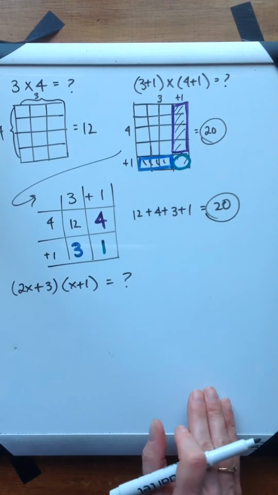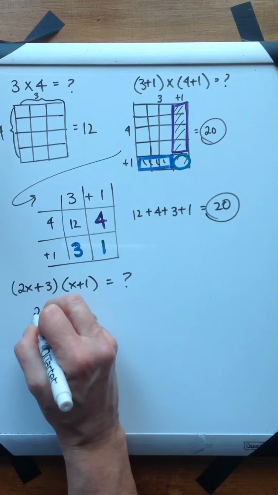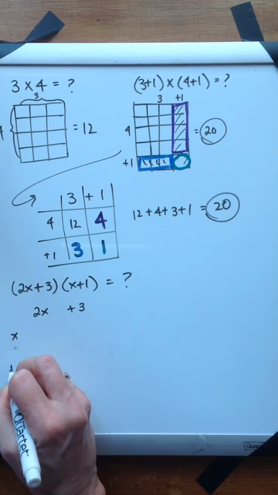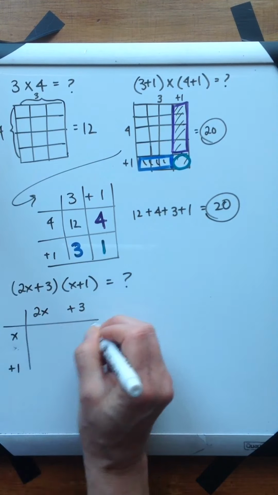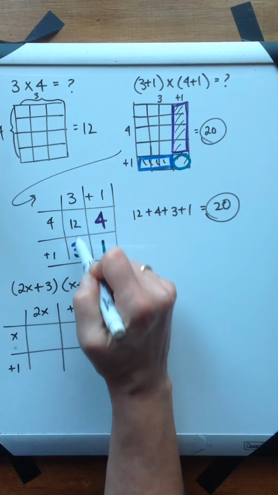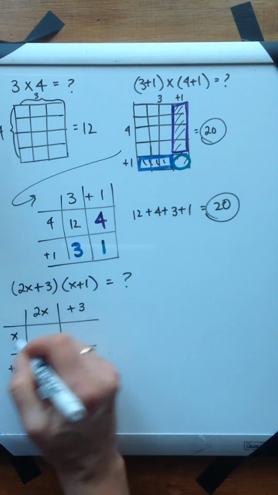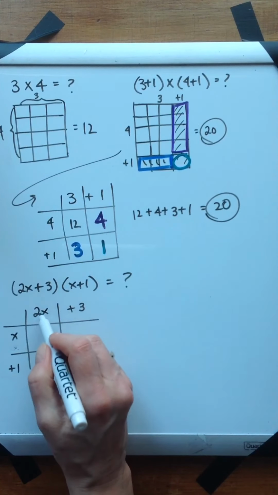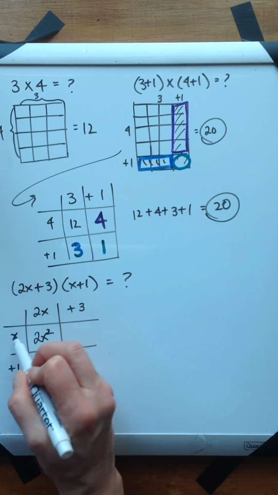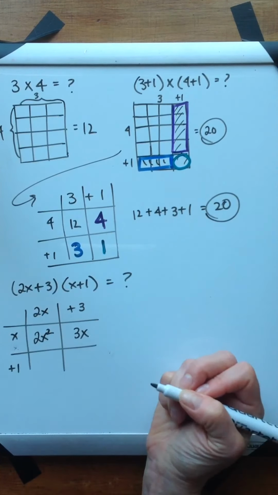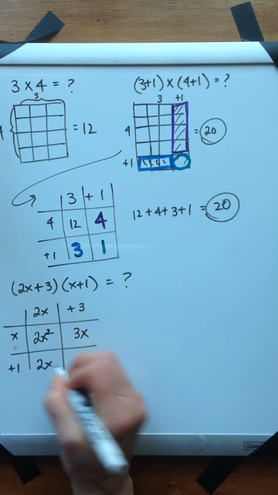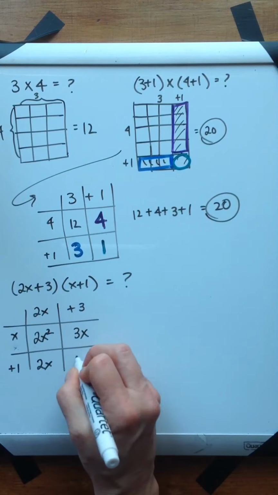And the answer is yes, we could. We could put 2x and plus 3 up here, and we could put x and plus 1 here. And in a similar fashion to multiplying each of the rows and columns by each other, we could do the same thing here. So 2x times x would be 2x squared. 3 times x would be 3x. 2x times 1 would be 2x. And 3 times 1 would be 3.